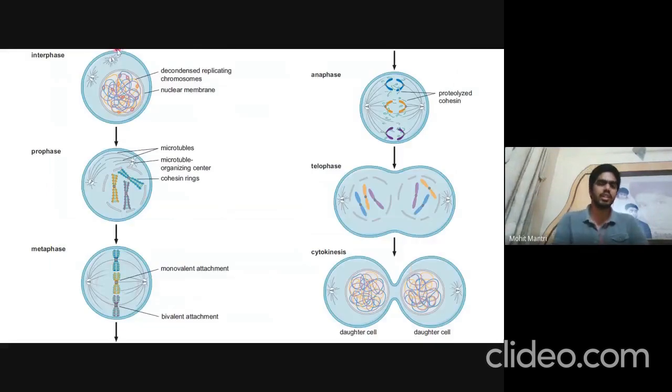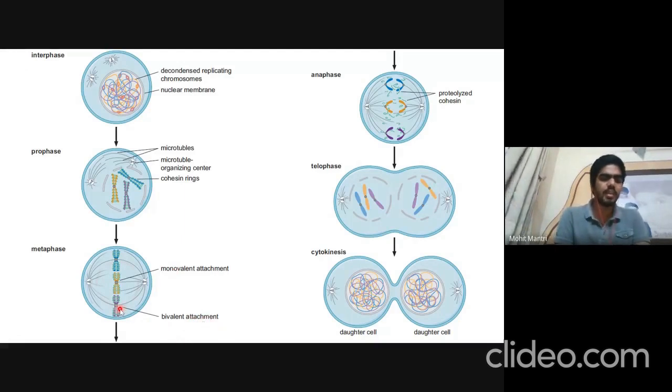Now this is mitosis, and this is the interphase in which the chromosome is present inside the nucleus in decondensed form, which is chromatin material. As prophase starts and the duplication of DNA has already taken place, two sister chromatids are formed in a chromosome, and these sister chromatids are joined together by proteins known as cohesin proteins, and these are the cohesin rings. During metaphase, the spindle fibers attach to these chromosomes, and all the chromosomes are arranged at the equatorial plane. And there are two types of attachment. One is monovalent attachment, and the other is bivalent attachment.